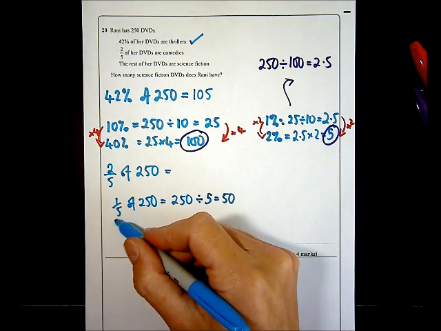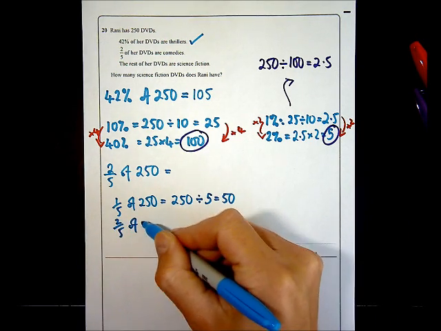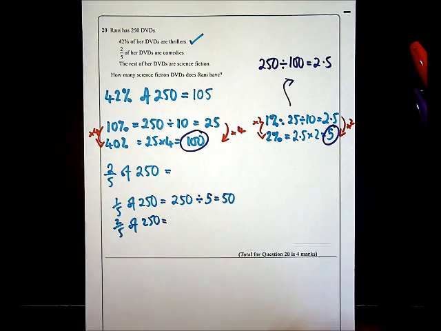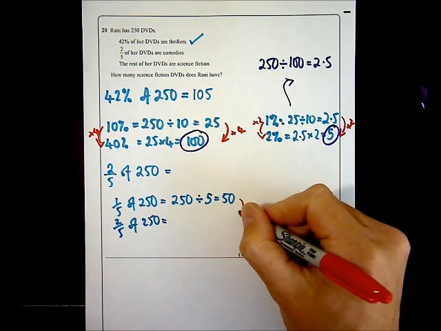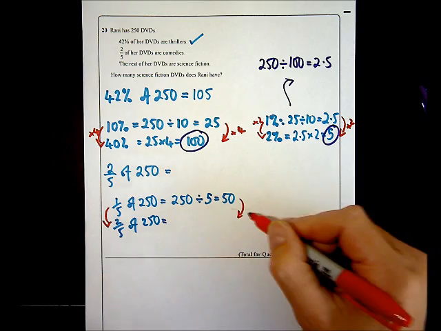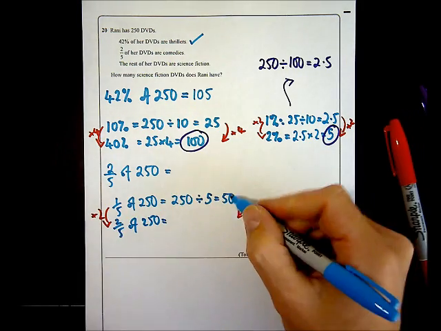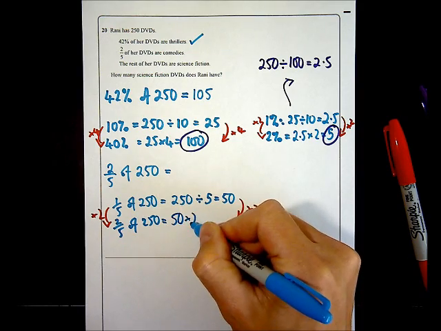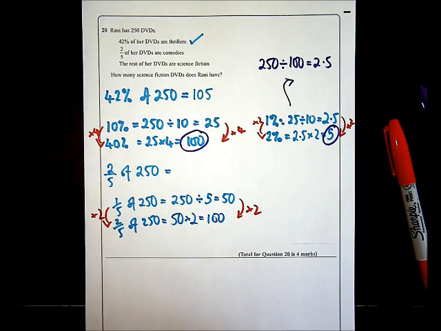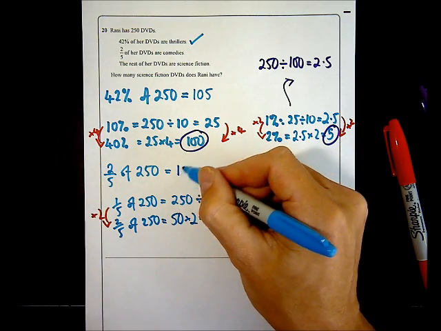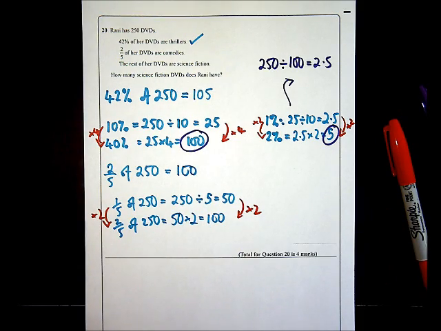Now if I want 2/5 of 250, I'm going to want to take this amount and times it by 2, because 2/5 will be double 1/5. So 50 times by 2 will equal 100. So 2/5 of 250 is 100. That's that part of the question taken care of.